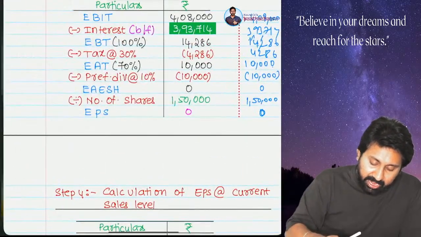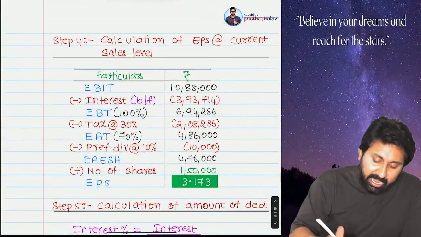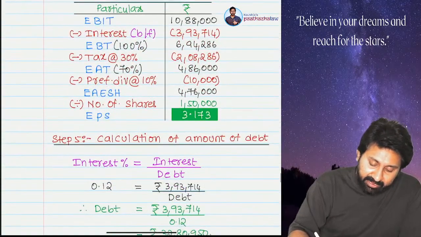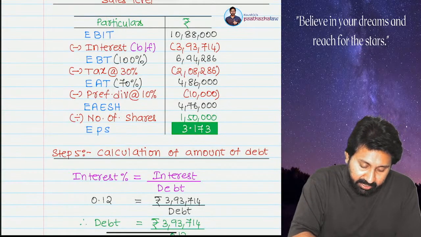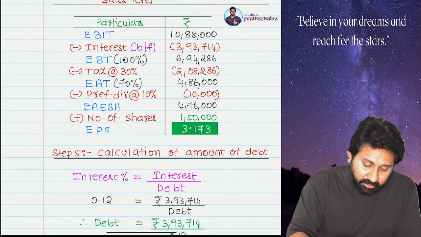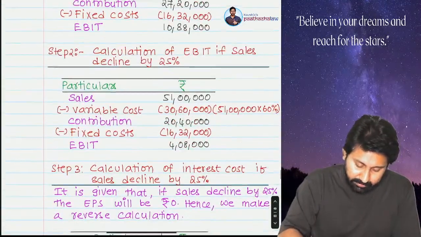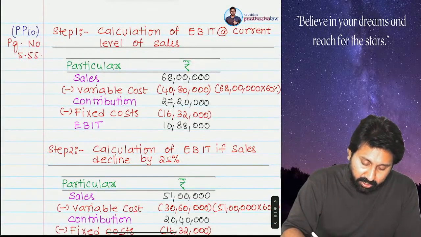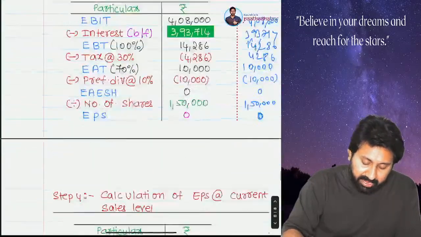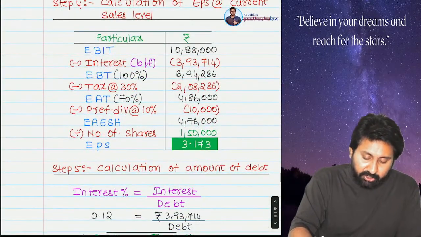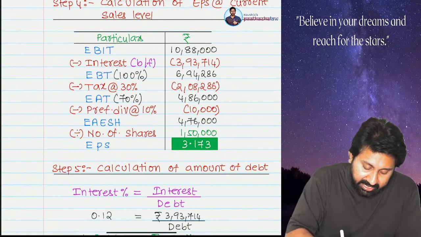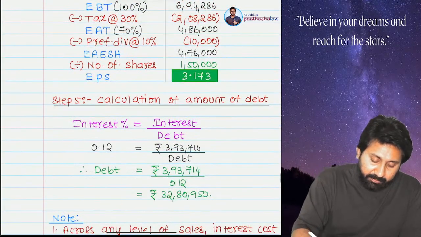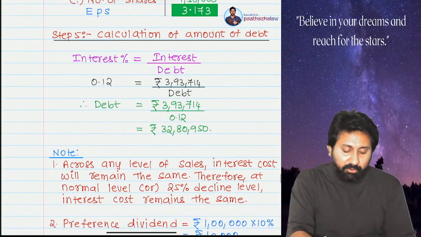At that level you calculated the EPS as 0. Now the calculation of EPS at the current sales level. At the current sales level, it is 3.173. EBIT is 10,88,000, which we already calculated. Interest cost we calculated, then EBT, tax, EAT, preference dividend, everything is done, giving 3.173.